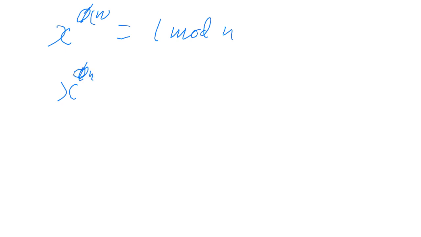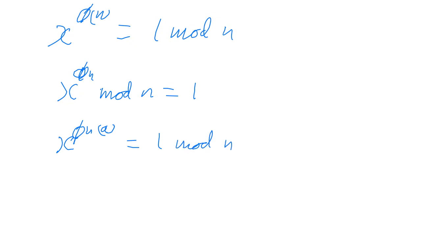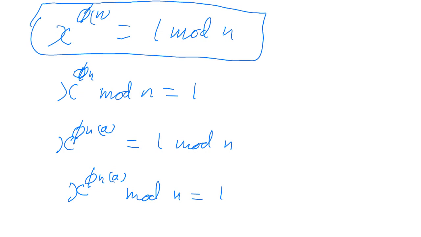Like, let me write it down for you, how. x to the power phi n equal to 1 mod n; x to the power phi n mod n equal to 1; x to the power phi n into a equal to 1 mod n; x to the power phi n into a mod n equal to 1. All right. So all these are the statements of Euler's theorem.